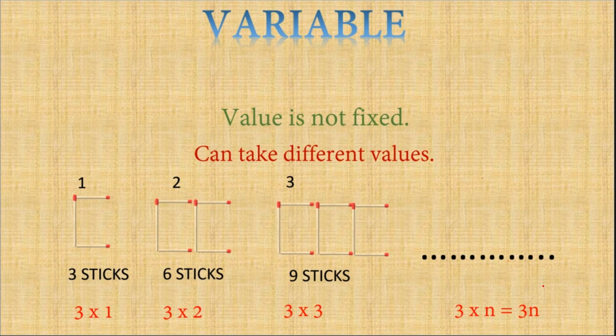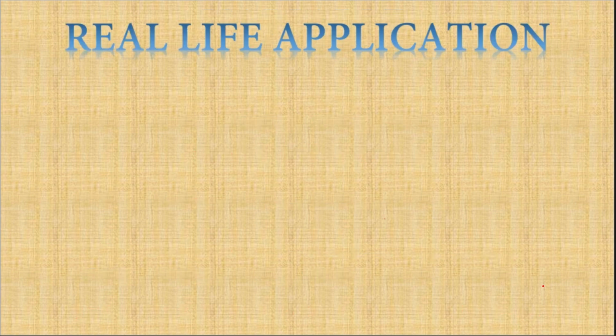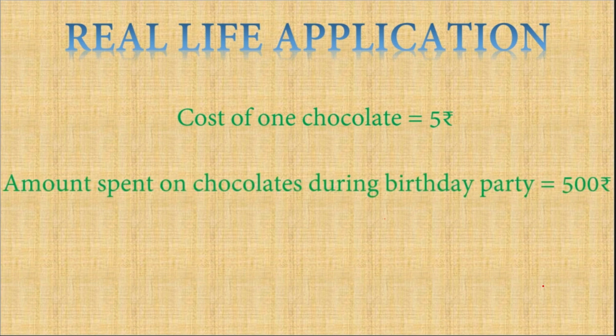We are just making different patterns using the matchsticks. But where do we use this algebra concept in real life? Say we eat a specific type of chocolate which costs 5 rupees. Now we want to distribute the same chocolate on our birthday in our school. Say it has got 100 students. So how much budget do you need to buy chocolates for all in your particular class? For that you need to know 5 into 100 gives 500 and we need 500 rupees.